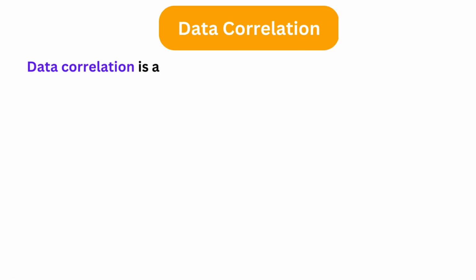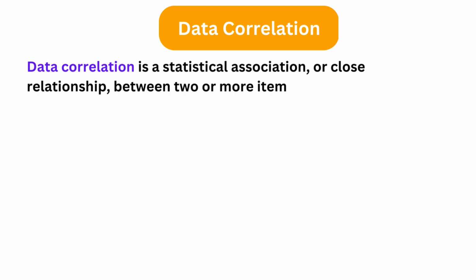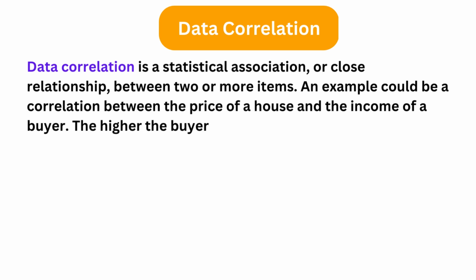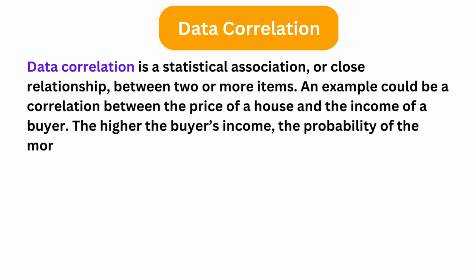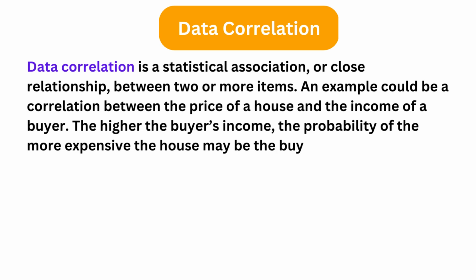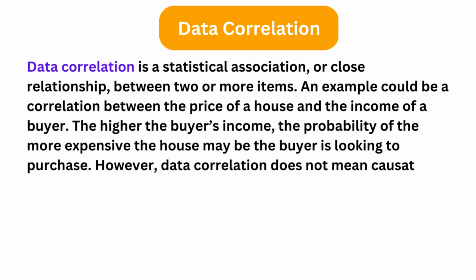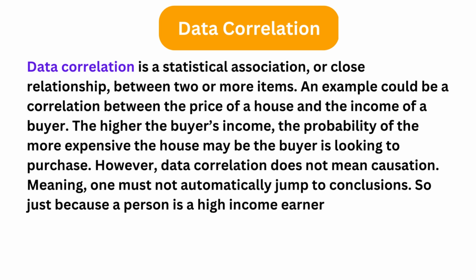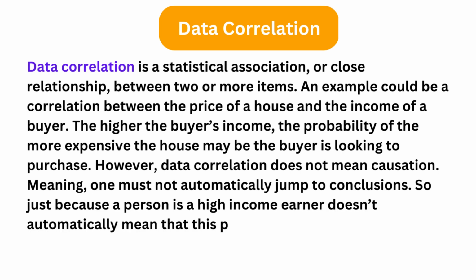Data correlation. Data correlation is a statistical association, or close relationship, between 2 or more items. An example could be a correlation between the price of a house and the income of a buyer. The higher the buyer's income, the more likely the buyer is looking to purchase a more expensive house. However, data correlation does not mean causation. Meaning, one must not automatically jump to conclusions. So just because a person is a high-income earner doesn't automatically mean that this person is interested in buying an expensive house.